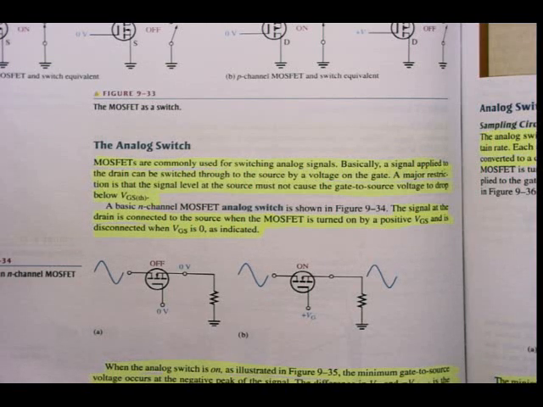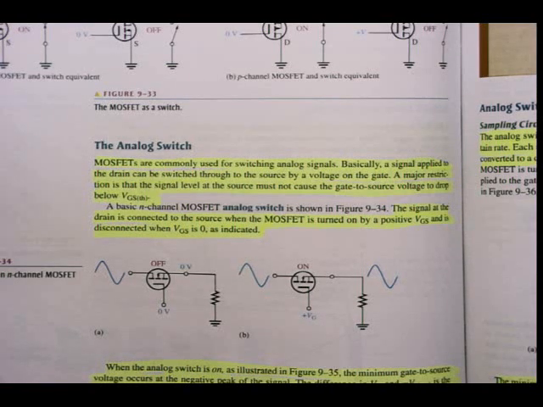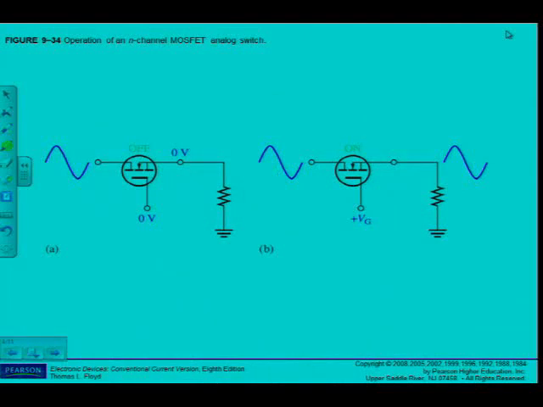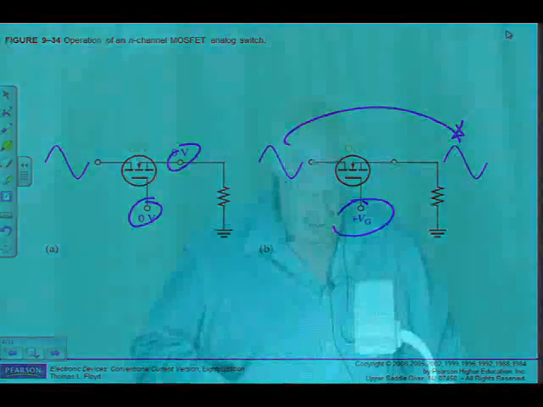All right, in figure 9.35 a basic N-channel MOSFET analog switch is shown. The signal at the drain is connected to the source when the MOSFET is turned on by a positive VGS and disconnected when VGS is 0, as indicated. You can see there, when it is 0, my input signal is not passed through, but of course when I have a positive voltage, and as long as this voltage is higher than the threshold voltage VGS, my signal gets passed through this device. It acts like an analog switch.